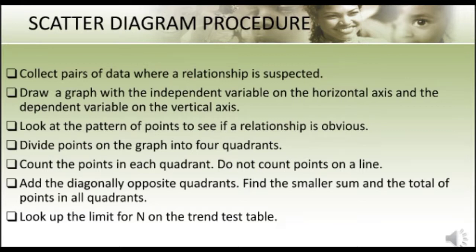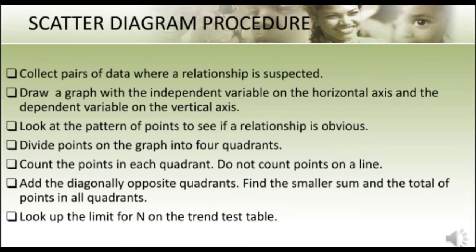Next, divide the points on the graph into 4 quadrants. If there are x points on the graph, count x over 2 points from top to bottom and draw a horizontal line. And count x over 2 points from left to right and draw a vertical line. If the number of points is odd, draw the line through the middle point.